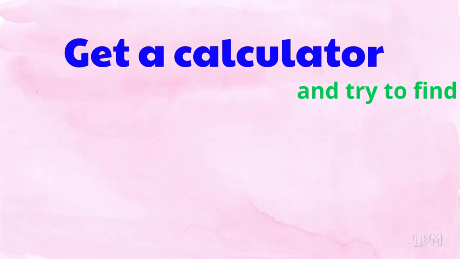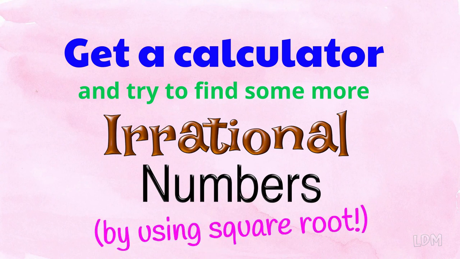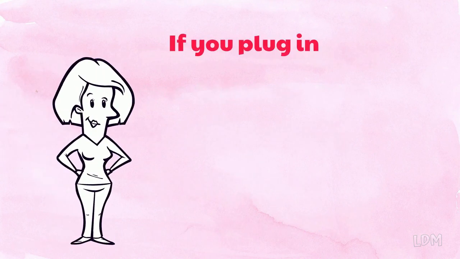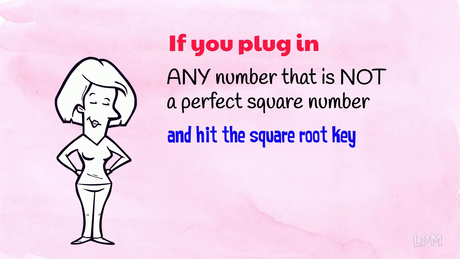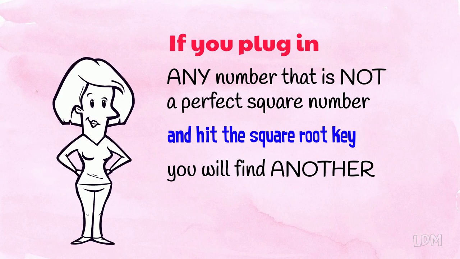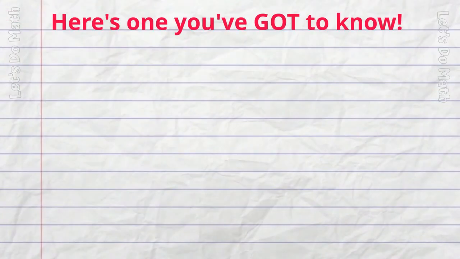Get a calculator and try to find some more irrational numbers by using square root. And here's a hint. If you plug in any number that is not a perfect square number and you hit that square root key, you'll find another irrational number.